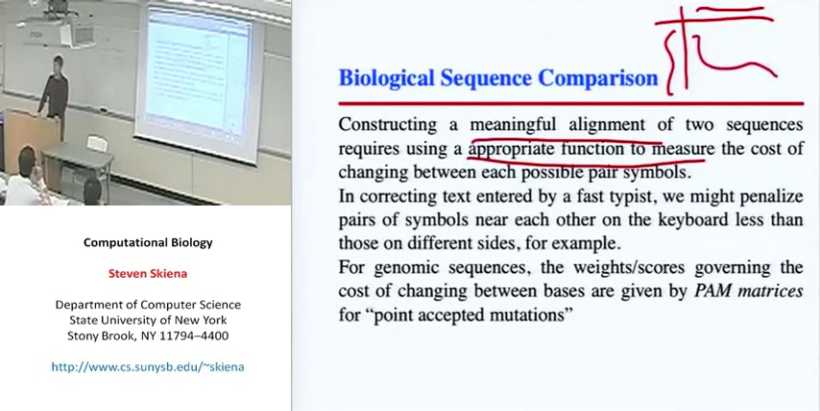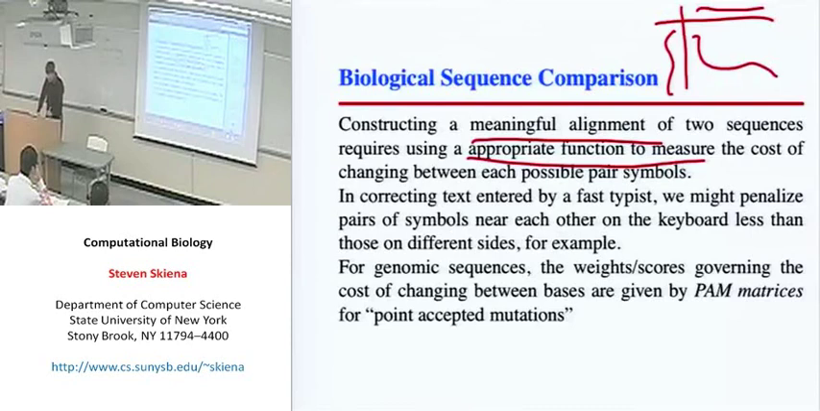I think we showed you, for example, if you make it too expensive to have substitutions, the alignment you find will be the longest common subsequence of the two strings, basically, right? If we make substitutions cheap, you're going to end up with a different alignment. And to find the alignment that has the meaning for you in your application, you need to have the right cost matrix, okay?